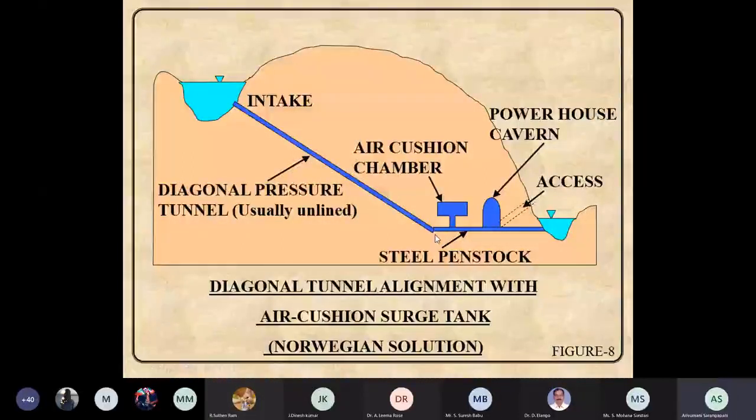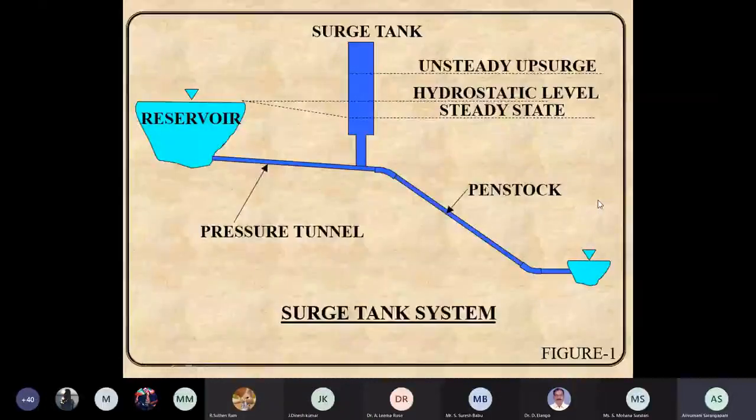This is the principle of the surge tank. The water comes through the pressure tunnel, and this is the penstock. There is the hydrostatic level: whatever level we maintain at the reservoir, if the same level comes, that is called the hydraulic level, the steady level. Below that we will have a minimum surge also, and at the top we will have the upsurge, the unsteady upsurge level. This comes while my machine is closed.